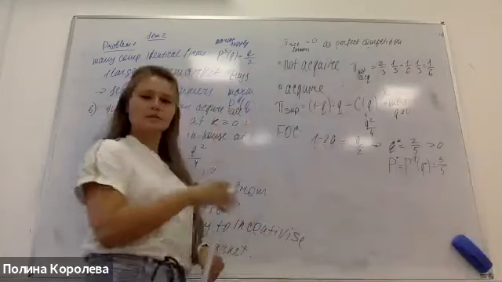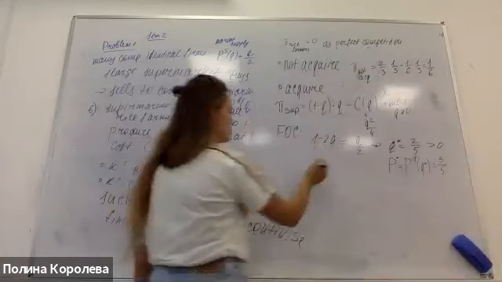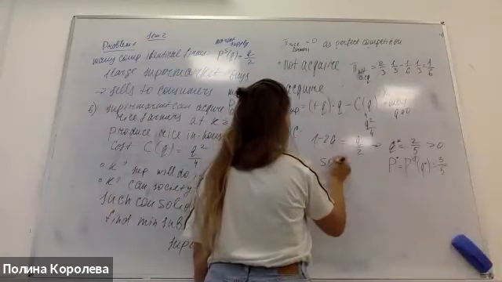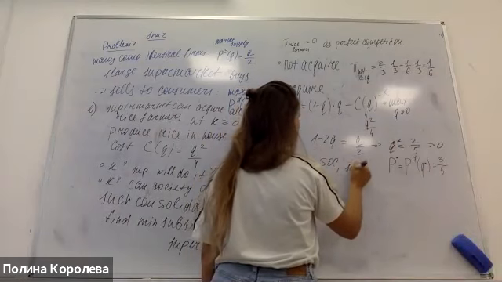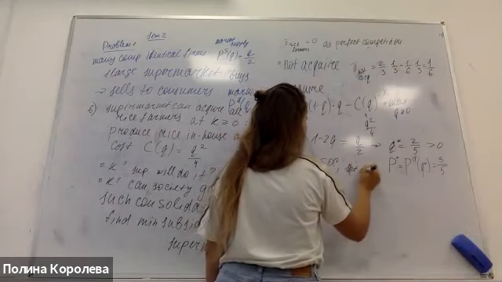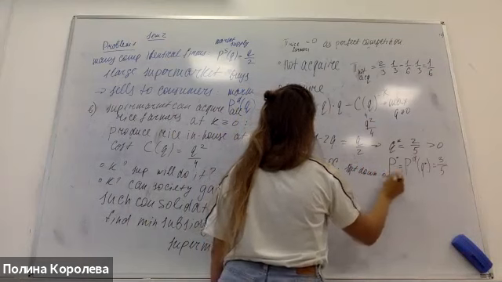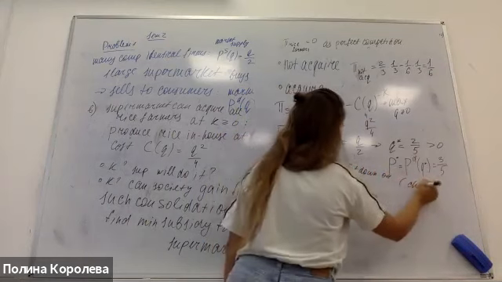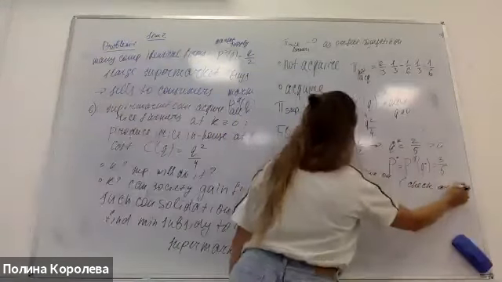We should check the second order condition and the shutdown condition, but now we don't have time. So we write SOC and shutdown. Okay, check by yourself. Check at home.